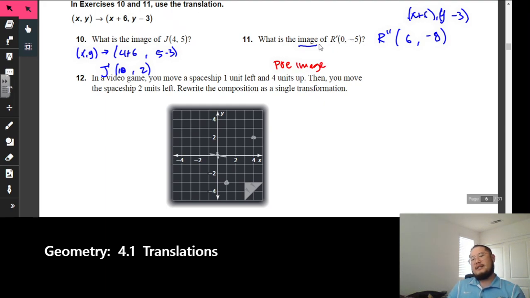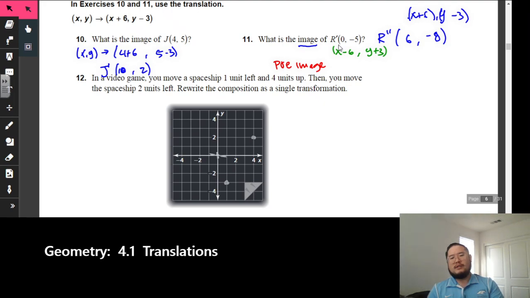We kept on adding 6 and subtracting 3 to x and y to come up with the next point. But if I want to figure out the point before, then what you'd have to do is go opposite. What do I mean by that? Think about it. What's the opposite of adding 6? It's to subtract 6, and that would move it backwards, right? So if I want to figure out the pre-image here, you'd take x minus 6, and for y, instead of subtracting 3, you would add 3, right? And that would help us find the pre-image.